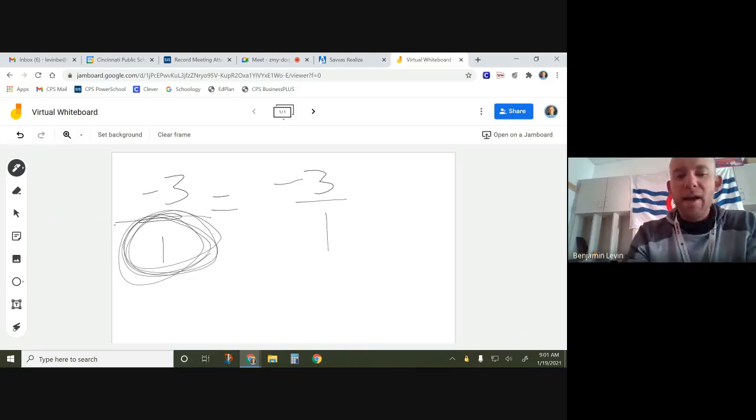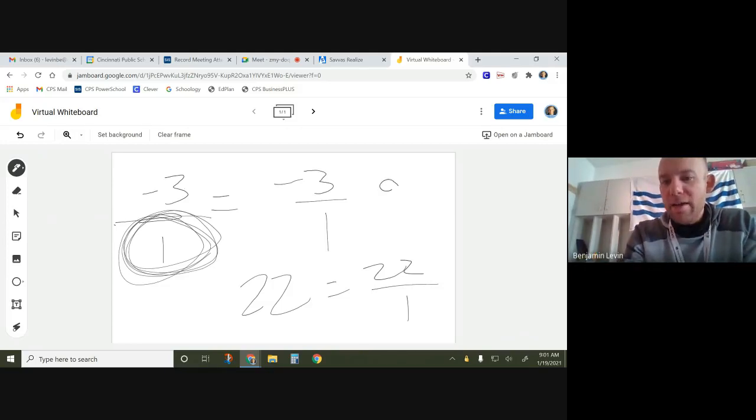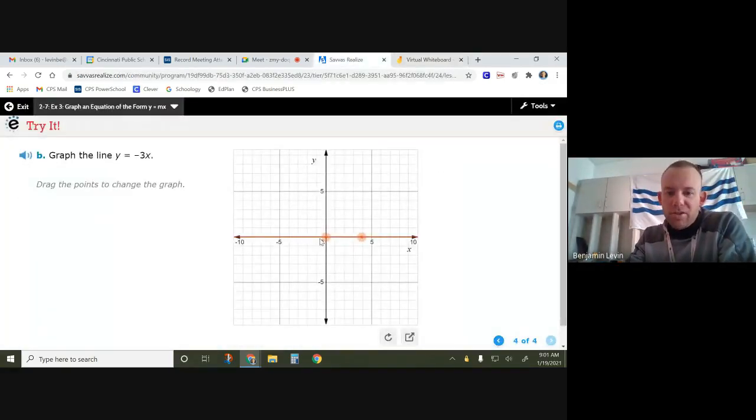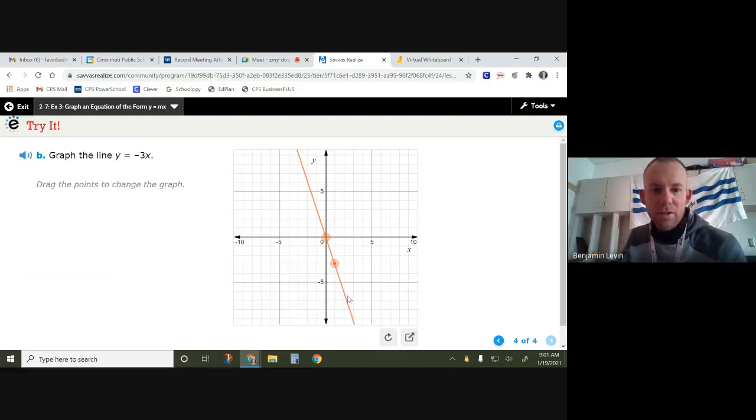So if you see the slope as 22, you know that means 22 over 1. If you see the slope as 9, it means 9 over 1. Up 9 and over 1. We have negative 3 over 1. So we have to start from this first point and go down. Well, let's just drag the second point. Our rise is negative 3. 1, 2, 3. And our run is 1. That's it. That's all there is to that.